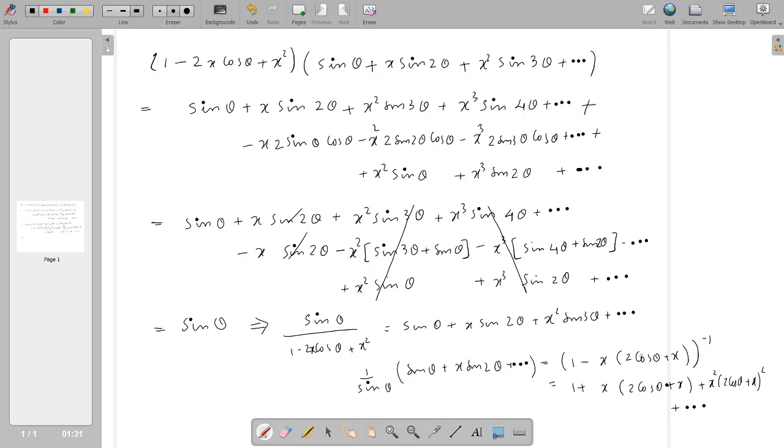So we will extract the same coefficient of x raised to n minus 1 from the right. Then you can get the equality. So we can get an expression for sine n theta by sine theta. For example, if we equate the constant term, you will get sine theta by sine theta. Here the constant term will be sine theta by sine theta. That is exactly the same as this one. Clear?